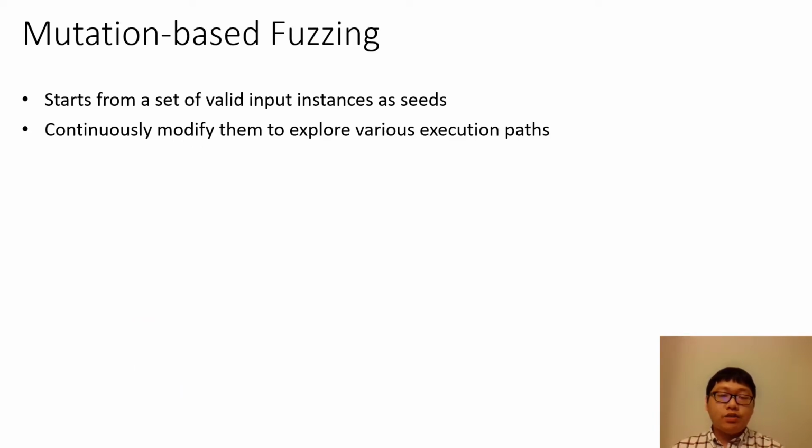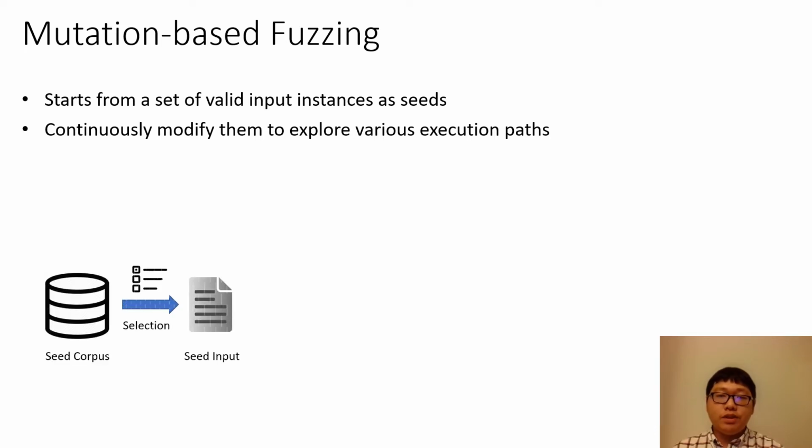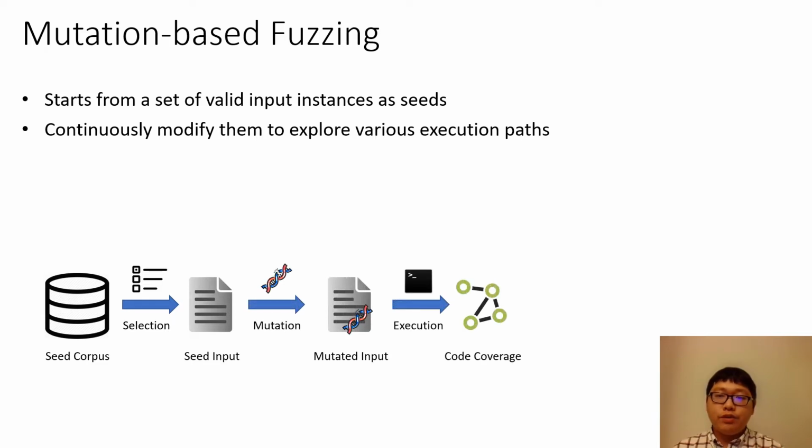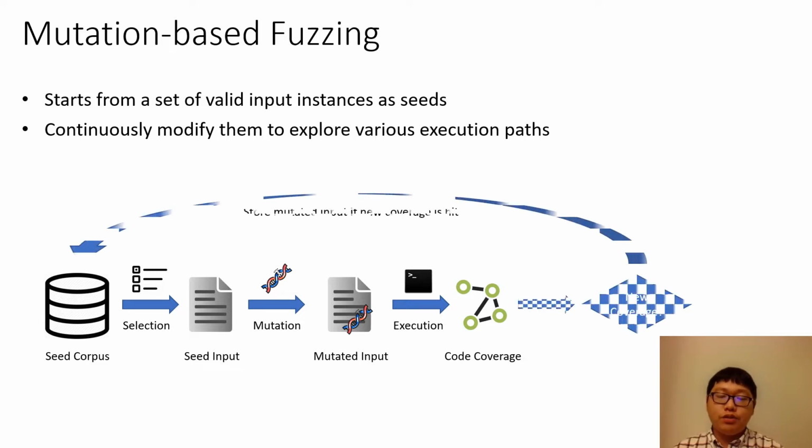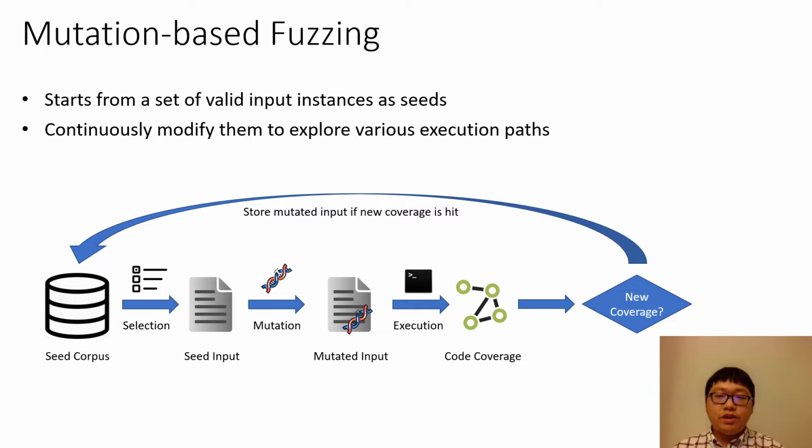Here is a brief introduction to mutation-based fuzzing. Fuzzers start from valid seed inputs and continuously modify them to explore various execution paths. In each fuzzing iteration, a seed input is selected from the seed corpus for random mutations. The mutated inputs are executed on the target application and the code coverage is tracked. Those mutated inputs that increase code coverage or trigger bugs are saved into the seed corpus for further mutation.